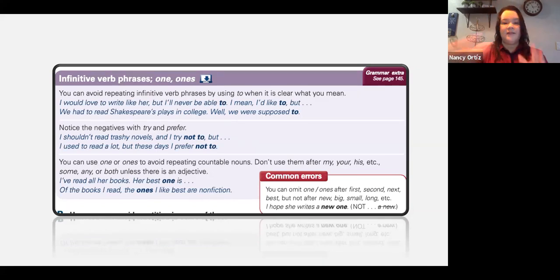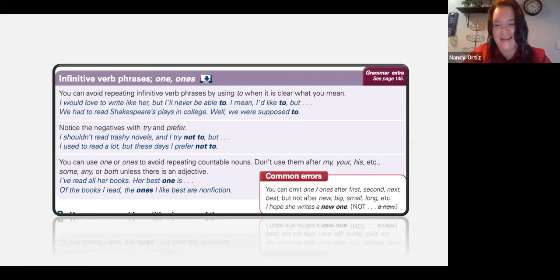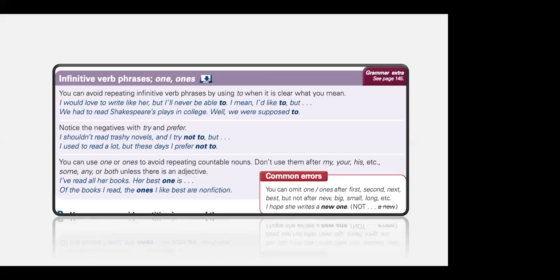Okay, time is up. Carlos, can you please read your example? Sure. I have to go to the office, but I don't want to. Excellent, very good. Who else? Ale. I try to exercise, but I haven't time to.